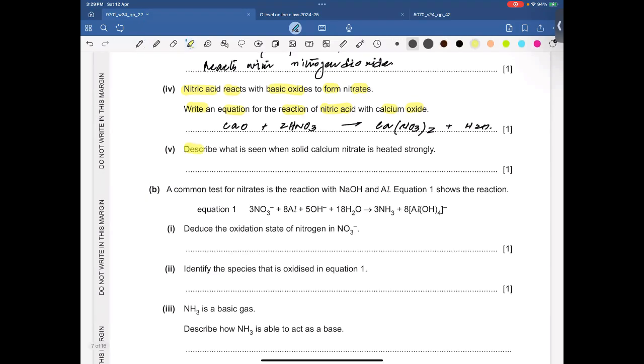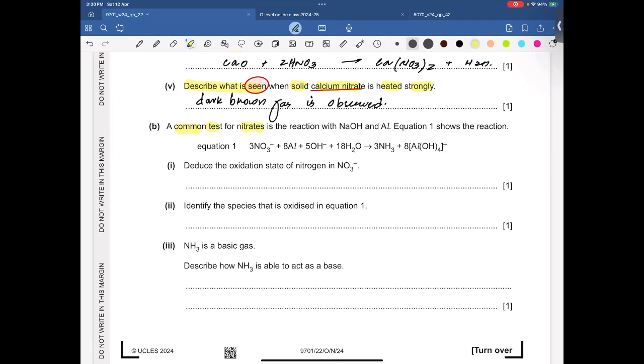Describe what is seen when solid calcium nitrate is heated strongly. Seen. So examiner is not looking for the equation. Examiner is looking for the observation. So whenever nitrate is decomposed on heating, obviously dark brown gas of nitrogen dioxide is formed. All right. Dark brown gas is observed, and dark brown gas indicates that NO2 is released during the reaction.